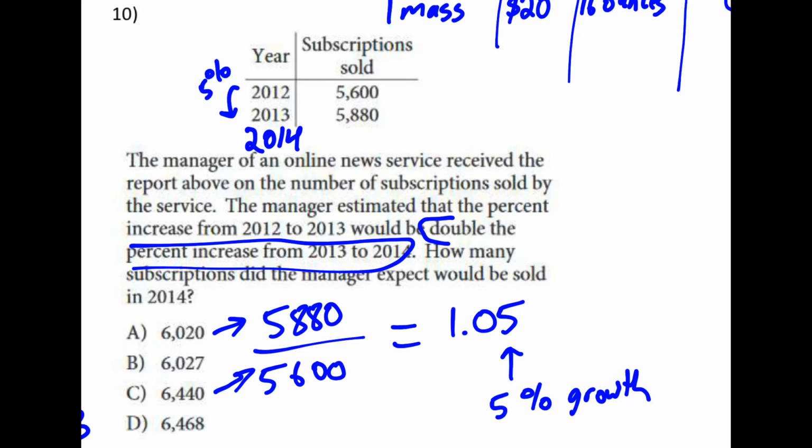Then they tell us that the percent increase from 2012 to 2013, that 5%, is double the increase from 2013 to 2014. In other words, the 2013 to 2014 growth is going to be half of the previous growth, since the previous growth is double the new one. That's kind of confusing the way they word it. What that means is, where before you would have multiplied by 1.05 for 5% growth, here we multiply by 1.025, and that gives us 6,027. B.